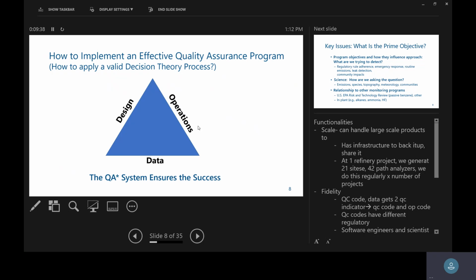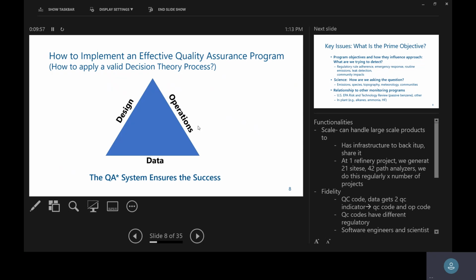Are you keeping your mirrors clean in your open path systems? Do you change filters on instruments? All those practical things in operations. And then at the end, of course, you've got all that data coming in. What do you do with the data? How do you process that overload of data? And here the QA system ensures the process.